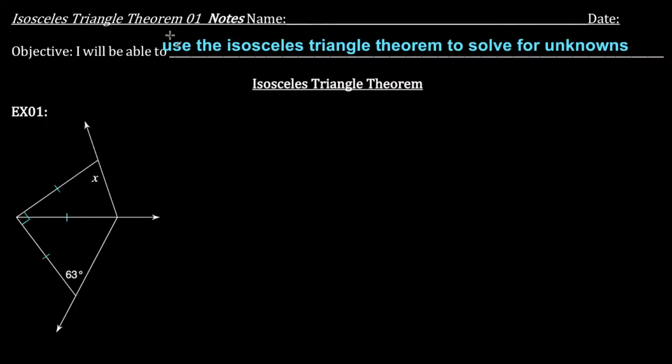Alright, so in this lesson we will use the Isosceles triangle theorem to solve for unknowns. So this Isosceles triangle theorem is kind of important, right? Remember, I'm going to attempt to draw an isosceles triangle. And remember, two congruent angles have across from them two congruent side lengths.